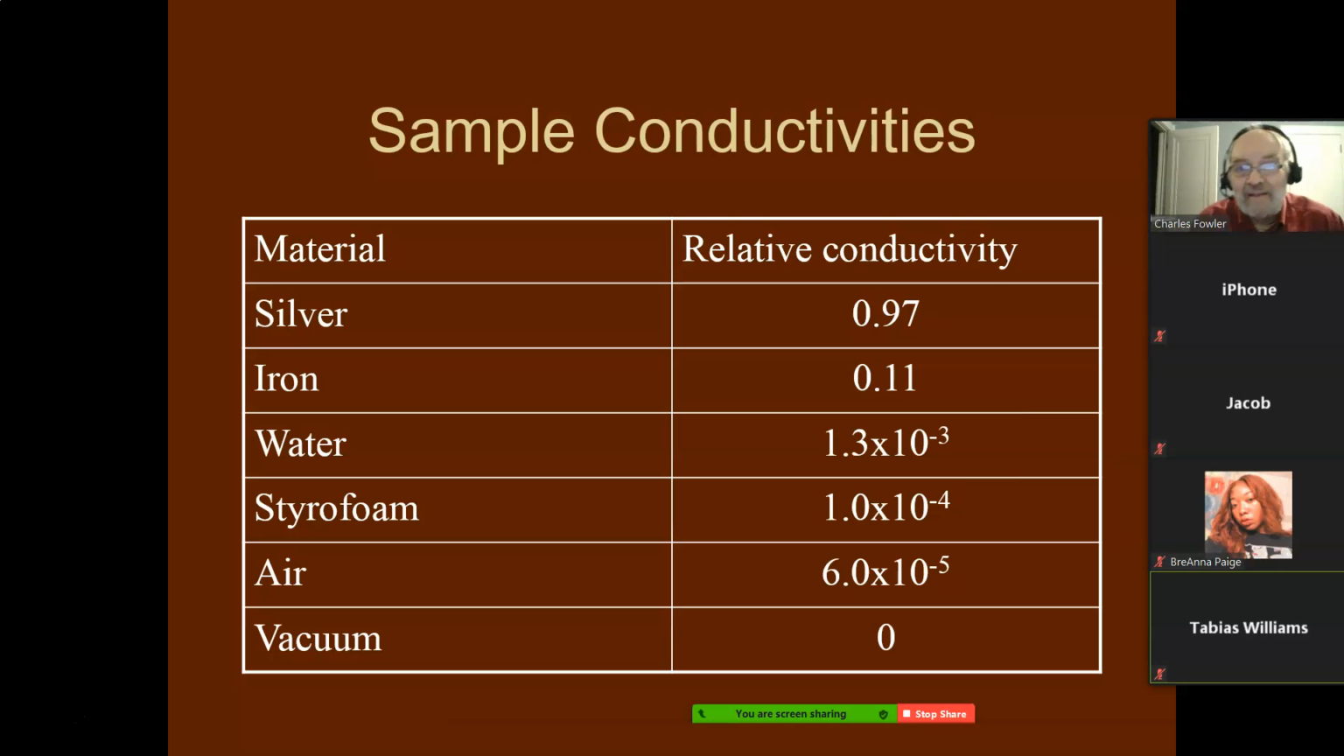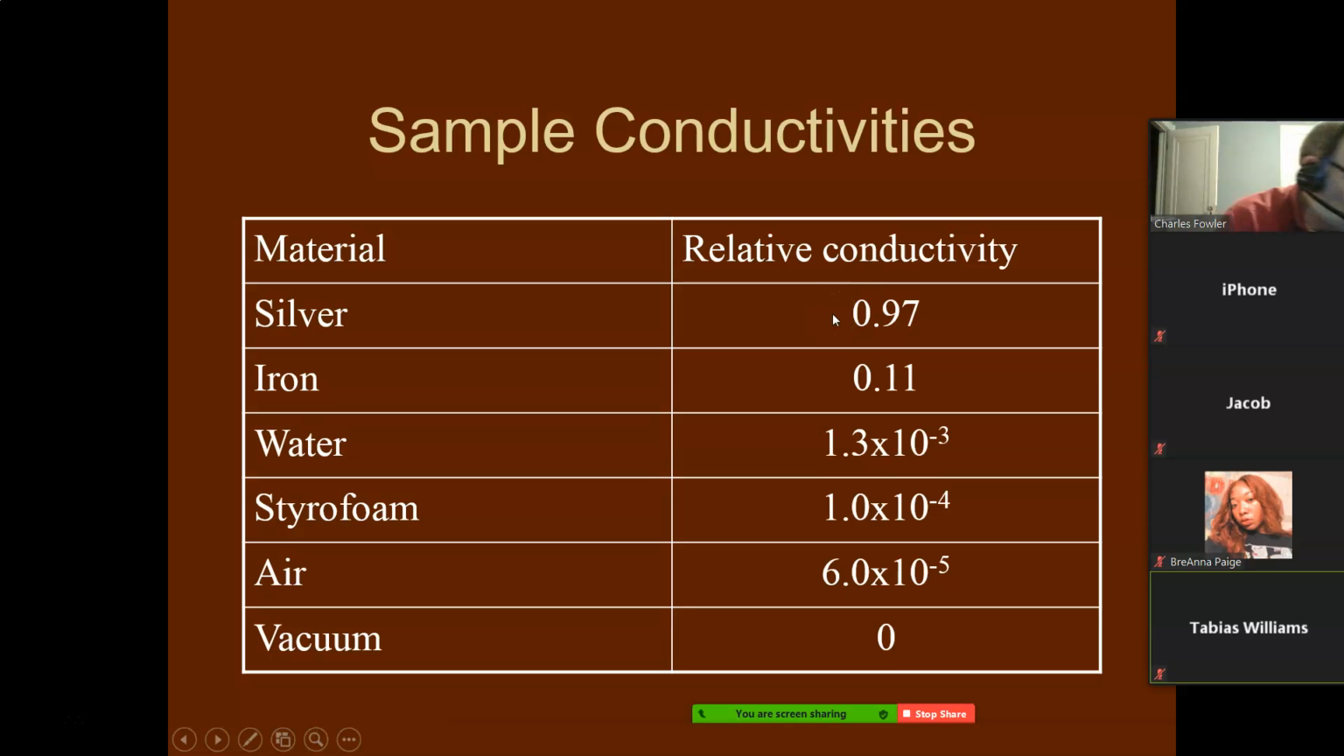Okay, the very best conductor, and hang on to this concept for next chapter as well, the very best conductor is usually silver. Next to that, and this isn't a fair display, the ones they listed here, the next would be iron. Water is a pretty lousy conductor of heat. Styrofoam is a terrible conductor of heat. Air itself is a really, really poor conductor of heat. And of course, a vacuum doesn't conduct at all because there's no molecules to bump into each other. So your metals are your best, silver being the very best.